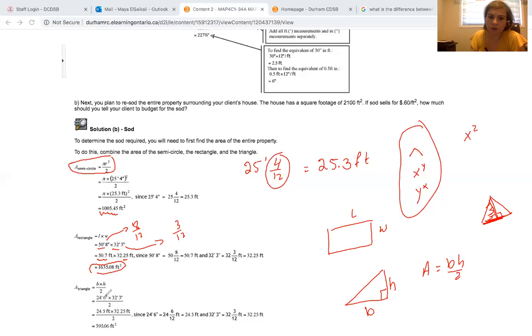Again, we're going to do converting. It's going to be 6 over 12, and then we add it to the 24. And it's going to be 3 over 12, and then we add it to the 24. So you have your area of the triangle.